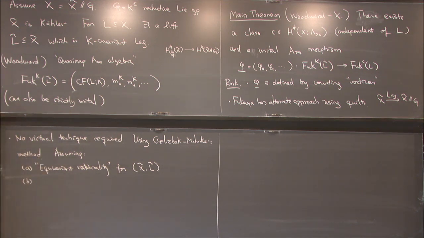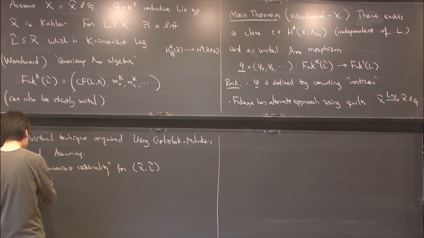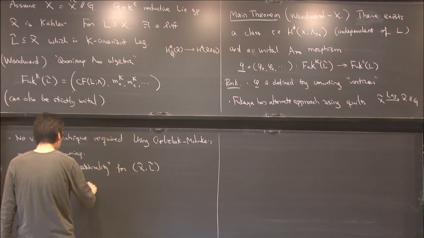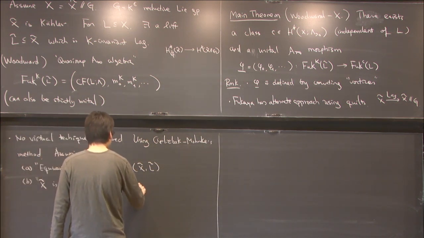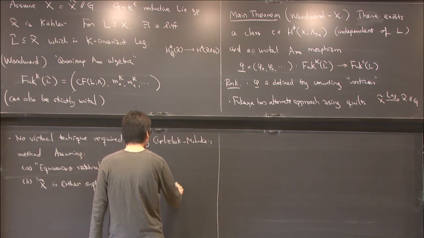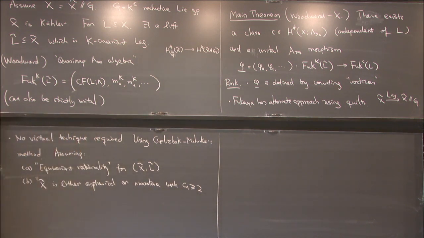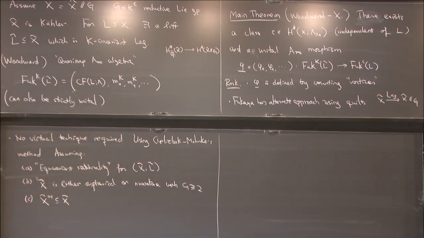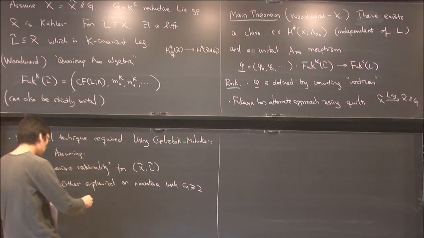Also, to simplify our argument, we assume, and this is not a very serious restriction, that X tilde upstairs is either aspherical or monotone. In the monotone case, we assume the minimal Chern number is at least 2. So it's like Euclidean space in the aspherical case, or projective space in the monotone case. The third is that we assume the unstable locus of this action upstairs has complex codimension at least 2.